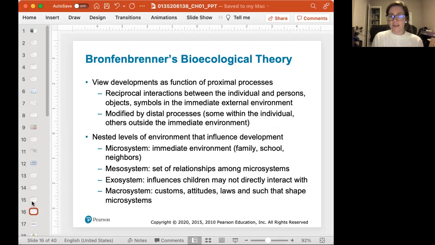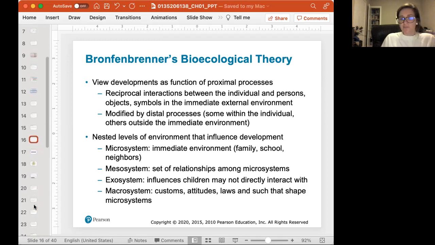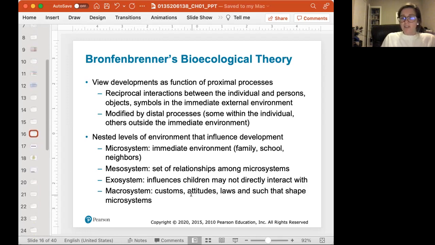the immediate external environment, modified by distal processes, some within the individual, others outside the immediate environment. Nested levels of environment that influence development are the microsystem, mesosystem, exosystem, and macrosystem. The microsystem is your immediate environment: family, school, neighbors. Mesosystem is a set of relationships among microsystems. Exosystem influences children, though they may not directly interact with it. And then the macrosystem involves customs, attitudes, laws, and such that shape microsystems.